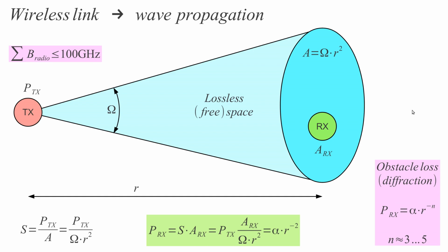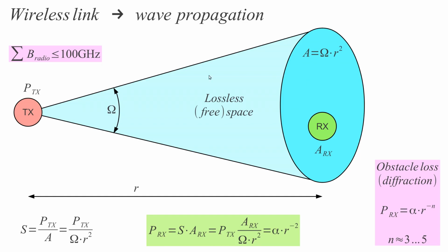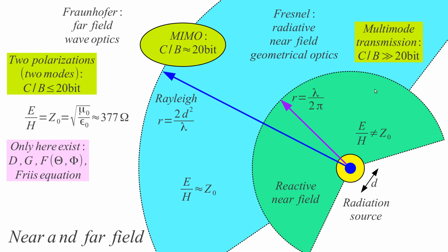Talking about radio links, we should also know that this discussion we had on this picture is only valid at very large distances, where we have the so-called far field. This is also called the Fraunhofer region. Far field, where we can also talk with wave optics.